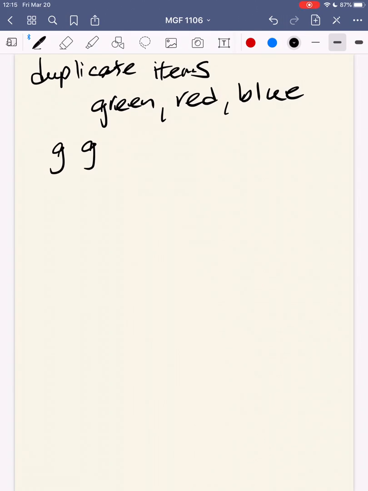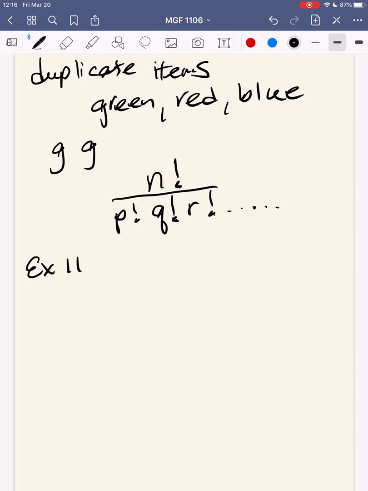So this is our new formula. So we have the number of items we have, okay, where there's so many duplicates. So I have several duplicates of the green ball. So we have several duplicates of the Q, of the R, and however many items we have.